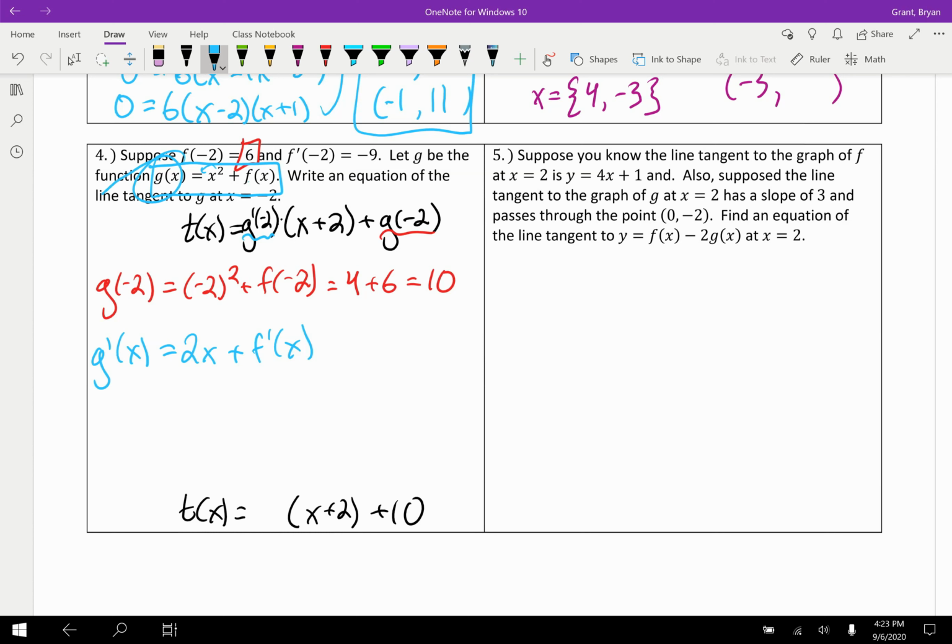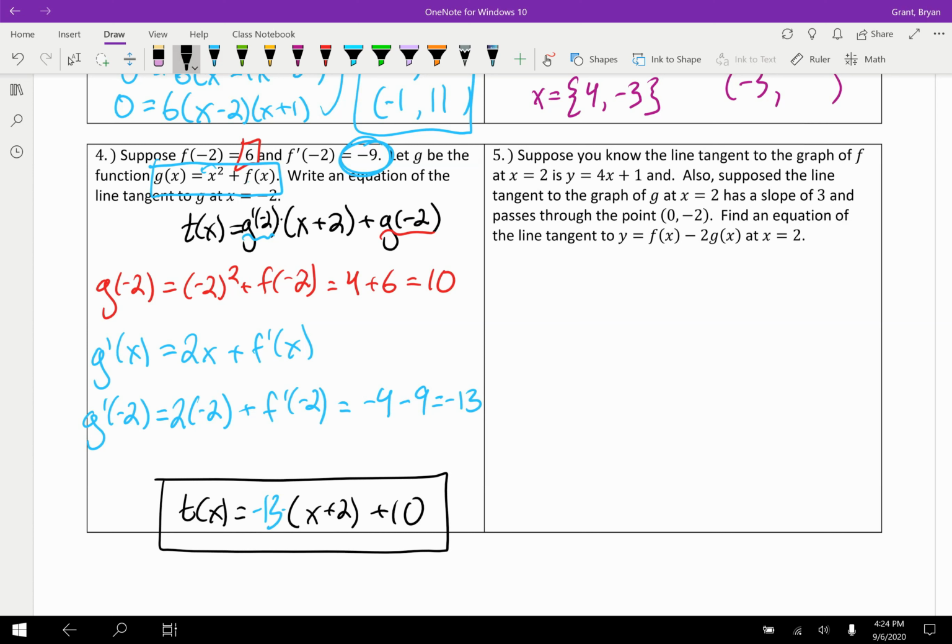Same way, the derivative of g of x is g prime of x, right? Nothing new there. Well, now that we're here, we can evaluate g prime of negative 2. 2 times negative 2 plus f prime of negative 2. We get negative 4, and then f prime of negative 2. Oh, they gave us that. What a clever problem. So minus 9, which is negative 13. And there we have it, our final tangent line.